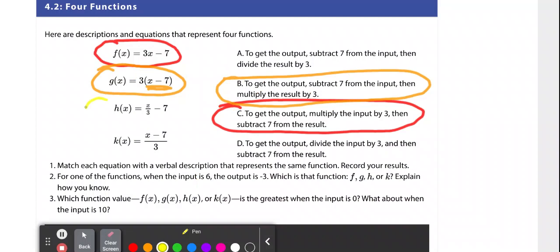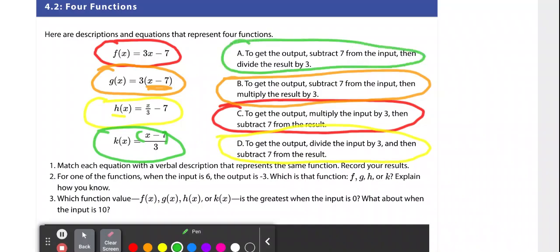Now if we take a look at h of x, my input x is divided by 3, then we subtract 7. So to get the output h of x, divide the input by 3, then subtract 7 from the result. Last but not least, k of x, we first subtract 7 from x because the numerator is kind of like parentheses. Then we divide by 3. So A describes how we get k of x.